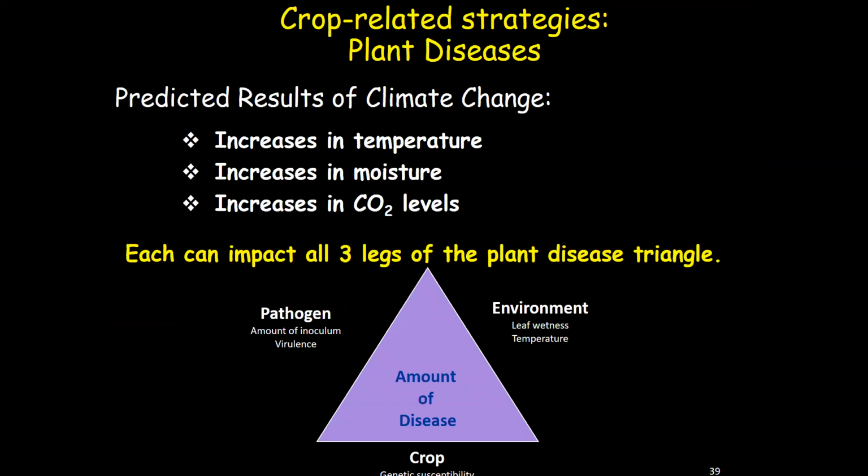The predicted results of climate change will be increases in temperature, increases in moisture, and increases in carbon dioxide levels, the most important ones. Each one of these can impact on pathogens, on the environment, and on crops in terms of many more variables than the ones shown here, and not just inoculum or virulence or genetic susceptibility or health or leaf wetness and temperature. There's a whole load of characteristics inherent to each one of these three entities.